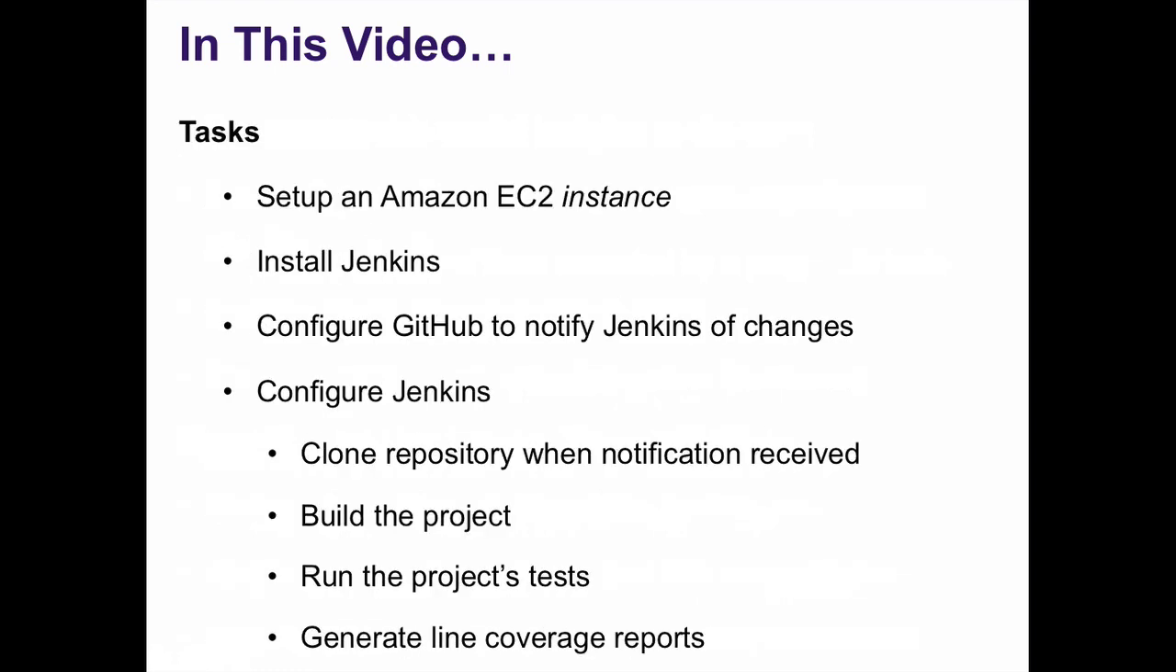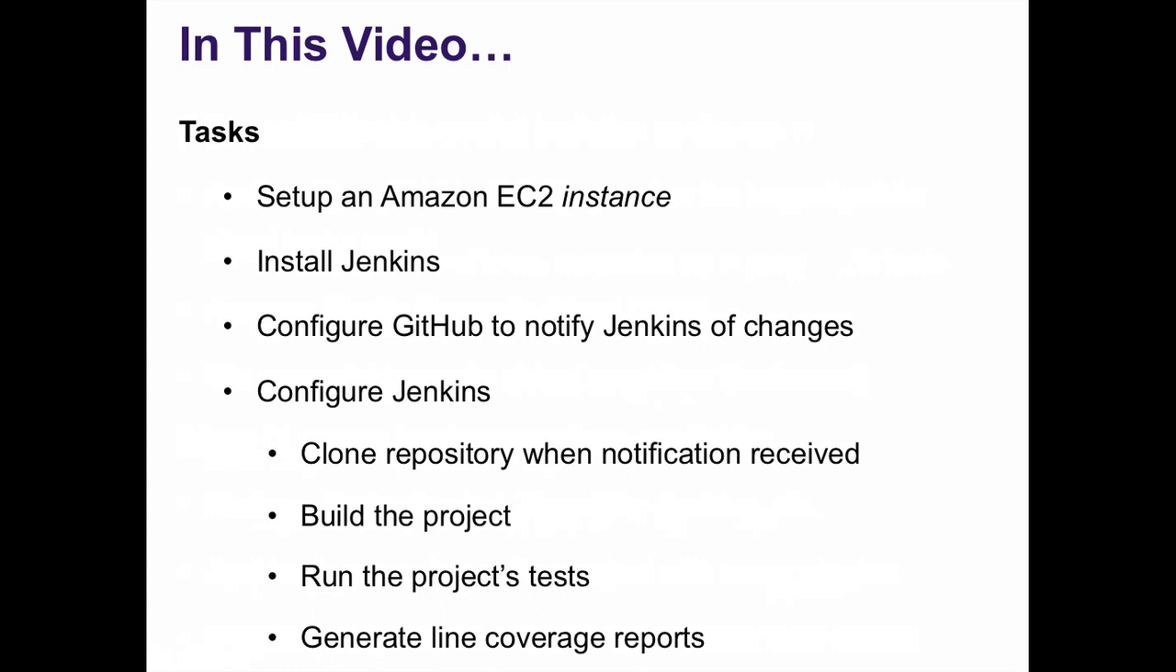We'll start out by setting up an Amazon EC2 instance, or again, in other words, a virtual machine in the cloud. And once we have the EC2 instance set up, we'll install Jenkins on it, and then set things up so that GitHub will notify our server every time a change is checked into our project repository. Jenkins will then check out the latest version of our project code, build the project, run all of its tests, and then we'll have it generate line coverage reports so that we know how well tested our code is. Of course, if any failures occur when building or testing the project, we will configure Jenkins to email us to let us know about them.